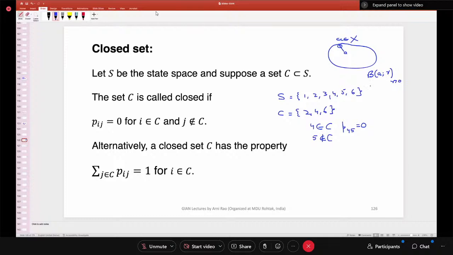This ball B(a, r) should be a subset of X, for at least one radius r. If you draw one ball that is completely a subset of X, completely inside the space X, and if that is true for any arbitrary point inside the space X, we say that X is an open set, and the set which is not open we define as closed.